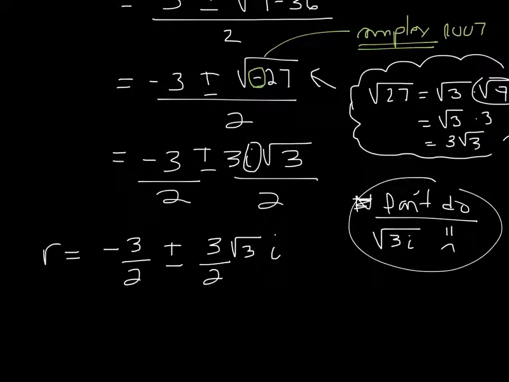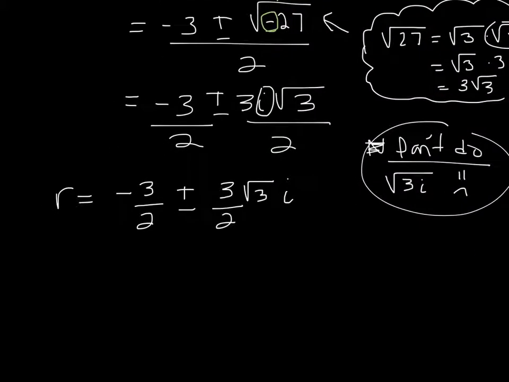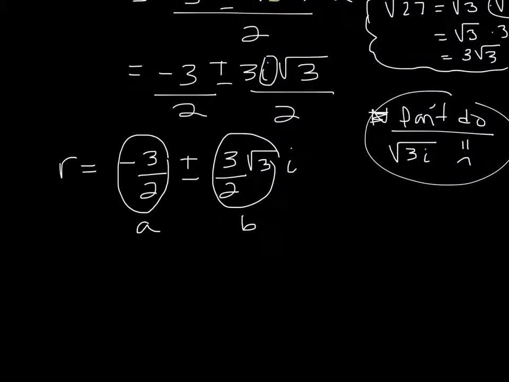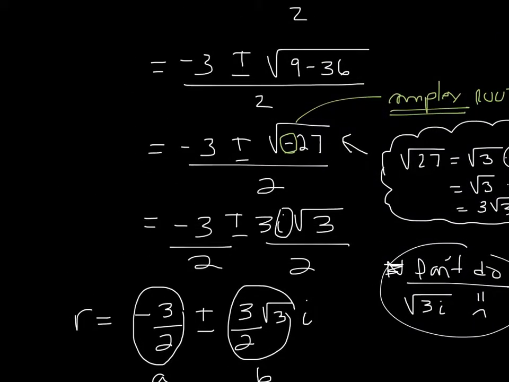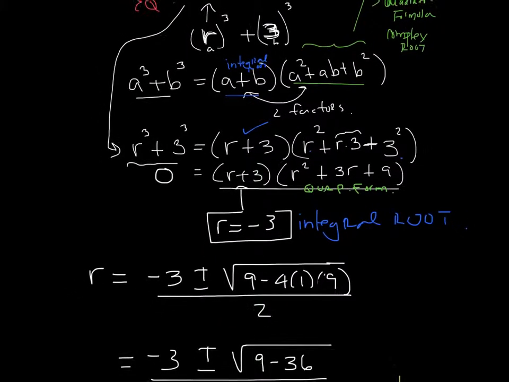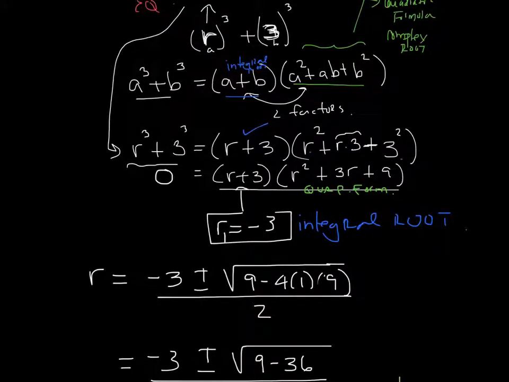The reason I put the i at the very end is because now we can easily see that this is your a, and this guy is your b. There's your complex number. And so these are your complex conjugates. Let's denote the first one: our first root was negative 3, our integer root right here. So I'm going to call this R1, because that was my first root.